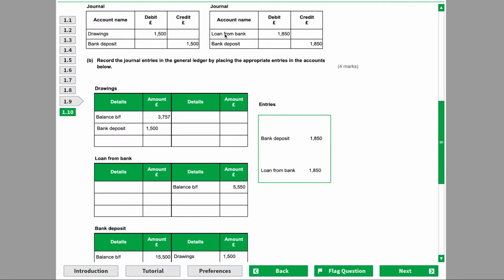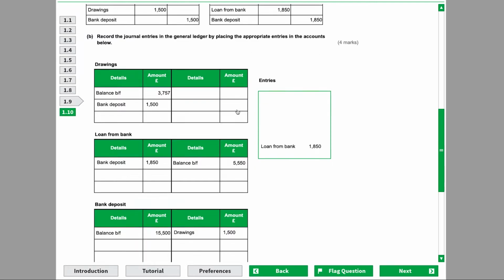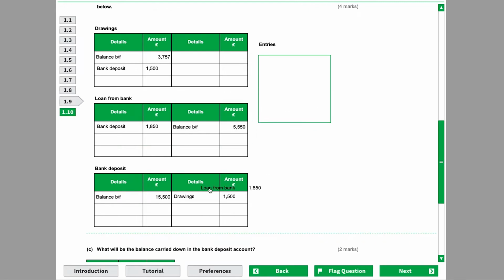The next one says loan from bank, 1,850 debit. So we go to the loan from the bank and debit it for £1,850. And then the other half of the transaction, it says go to the bank deposit, credit it for £1,850. So that's exactly what we do.